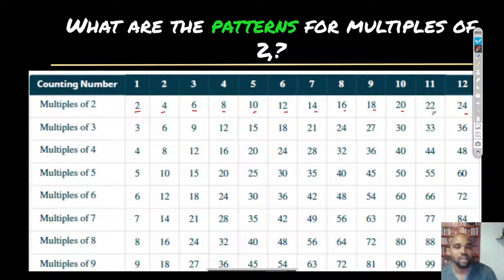Now, I tried to highlight it so you can see it, but do you see the pattern? All the ending numbers are either 0, 2, 4, 6, 8. And it just keeps repeating: 2, 4, 6, 8, 0, 2. So it's really easy to find the multiple of 2. You simply have to find the last number and ask yourself, is it a 0, 2, 4, 6, or 8? Pretty simple. So that's one quick way to find the multiple of 2.